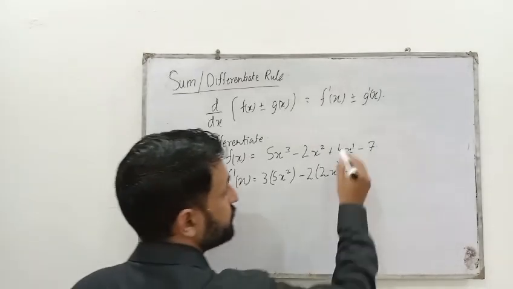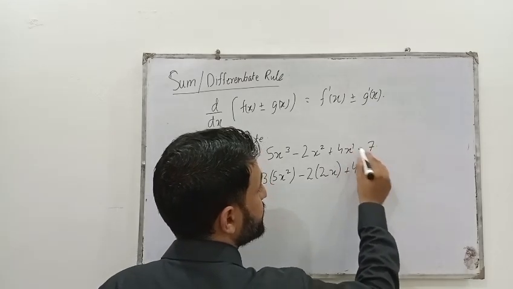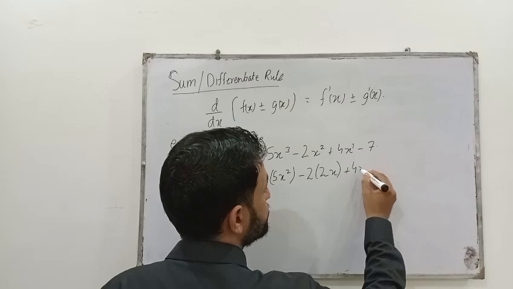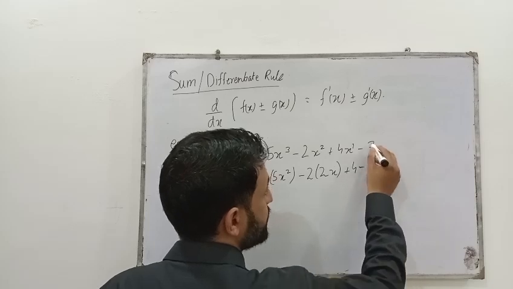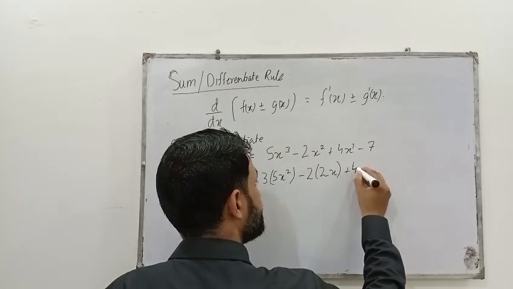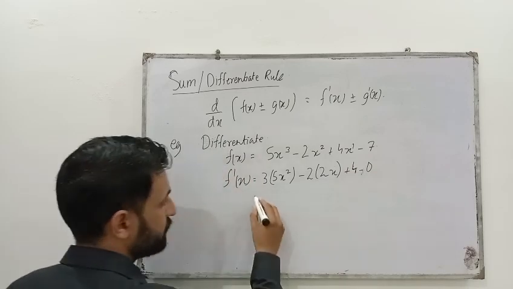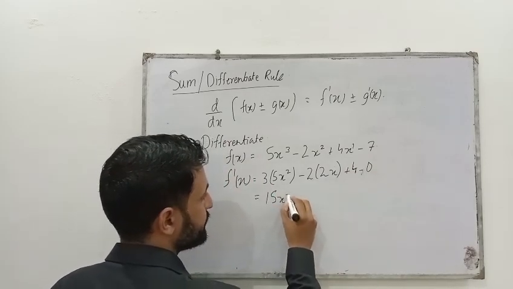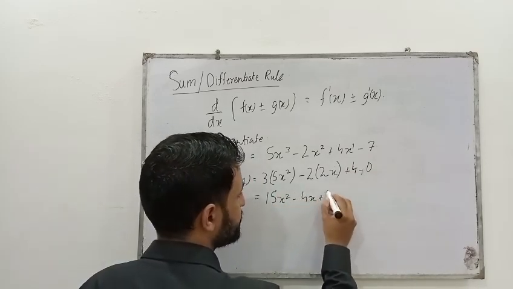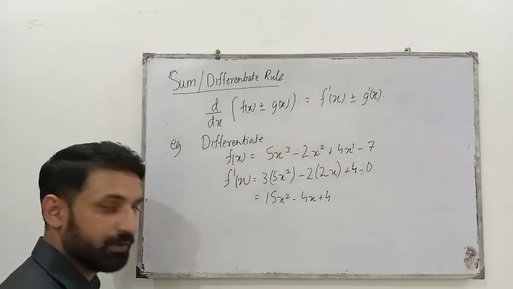That would be equal to 1 into 4, 4x, 1 minus 1 is 0, so that is just a constant, and the derivative of a constant is 0, so that would be equal to minus 0. So if we solve it, that will be equal to 15x square minus 4x plus 4. That is the derivative of this function.